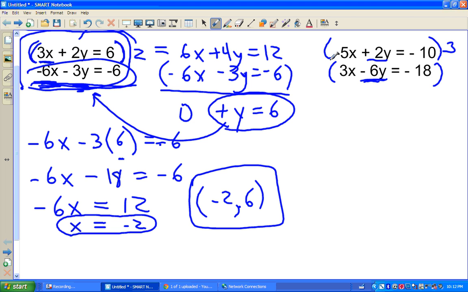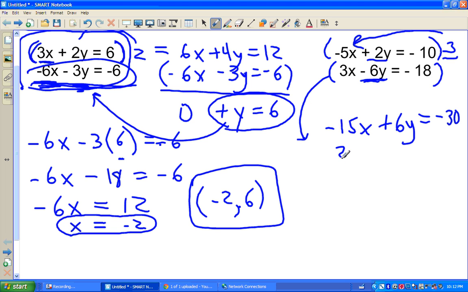So if I multiply the whole top equation by 3, I'm going to get minus 15x, right? 3 times the minus 5x. Now the 3 times the plus 2y is going to give me a plus 6y. And 3 times minus 10 is a minus 30 over here. So I've multiplied that whole top equation. Now let's just rewrite the bottom one down here again. 3x minus 6y. Notice that nice cancellation we're going to have there, okay, equals minus 18.